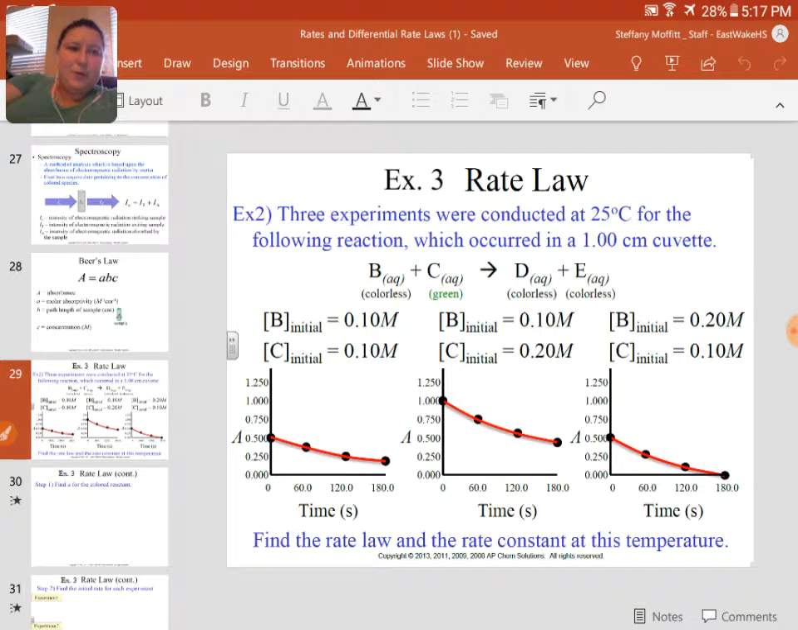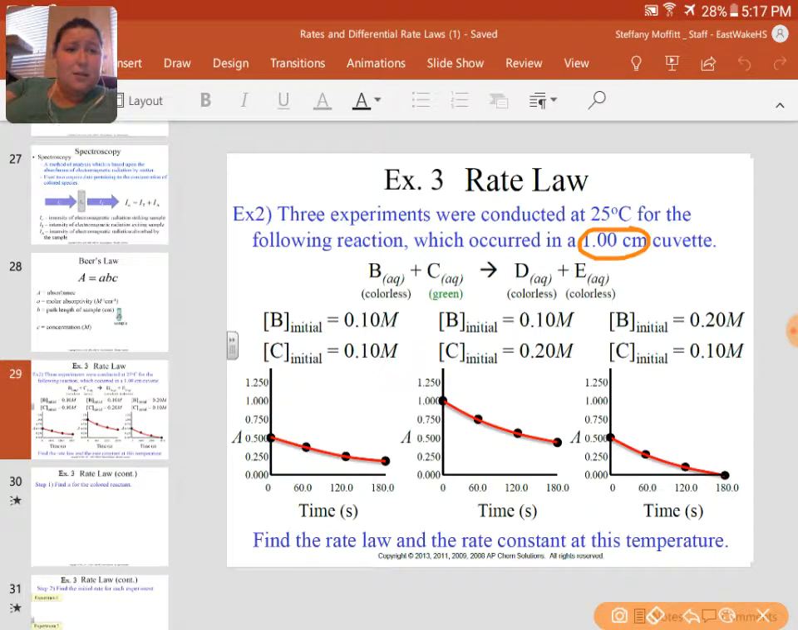So example number 3, rate law. It ties right into rates. 3 experiments were conducted at 25 degrees Celsius for the following reaction, which occurred in a 1 centimeter cuvette. The cuvette is like the little cube that you put the sample in, and it's 1 centimeter long. That's your path length.